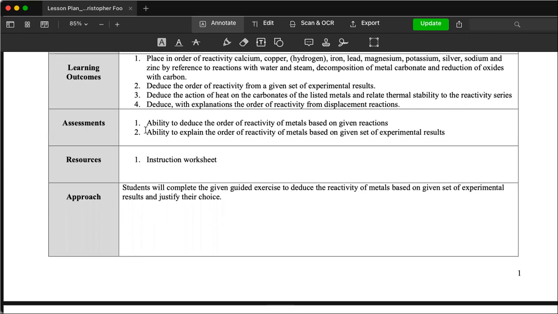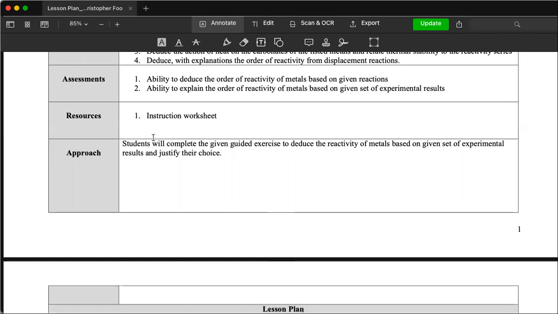So in this lesson, the assessment will be as follows. We will assess their ability to deduce the order of reactivity of metals based on given reactions and explain the order of reactivity of metals based on a given set of experimental results. So the main objective is to rank the order of reactivity of metals based on given experimental results. The resources include an instructional worksheet and the app as mentioned.